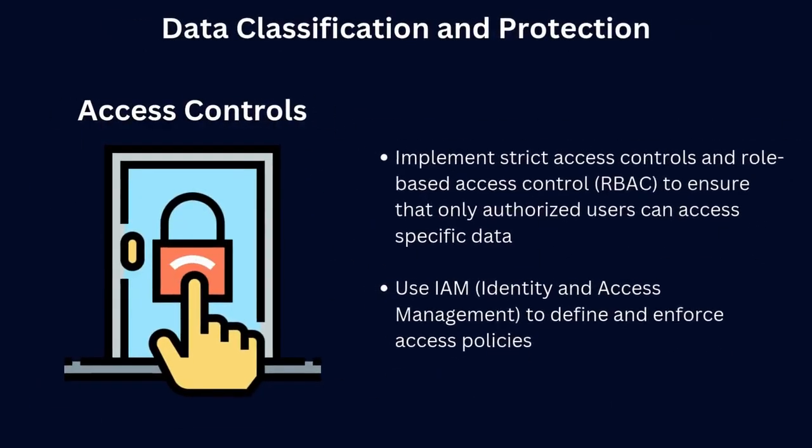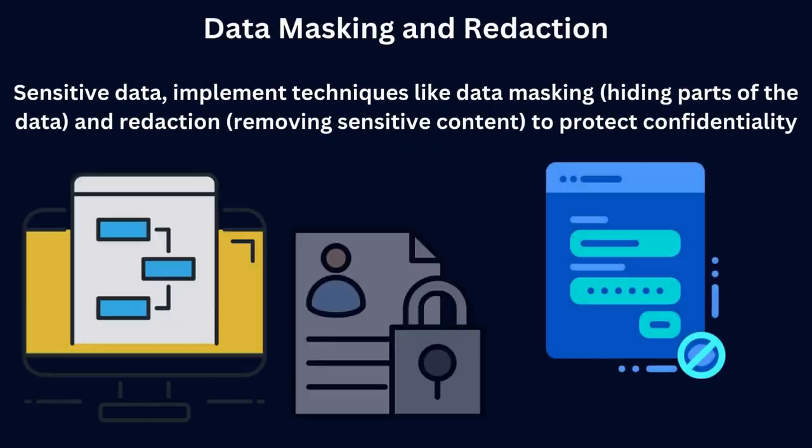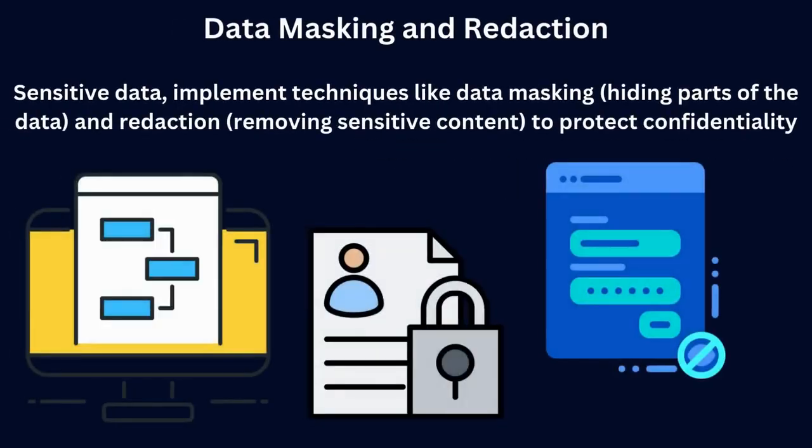Access controls. Implement strict access controls and role-based access control to ensure that only authorized users can access specific data. Use identity and access management to define and enforce access policies. Data masking and redaction. For sensitive data, implement techniques like data masking, hiding parts of the data, and redaction, removing sensitive content to protect confidentiality.